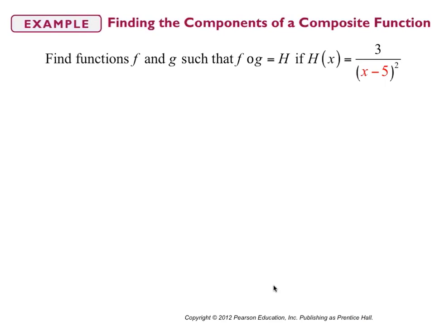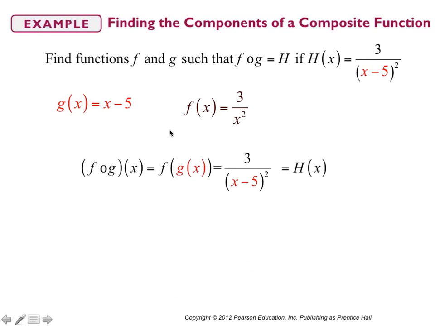If you look at this inside function that we have here, we have x minus 5. We're going to call that our g of x. Then if you look at what's left over, we have 3 over x squared, and that's what we're going to call our f of x. If we check this, we take g of x, which is x minus 5, and plug it in everywhere we see an x in f of x. We're left with f of g of x equal to 3 over x minus 5 squared, which is exactly what we wanted. So this is a working backwards approach.